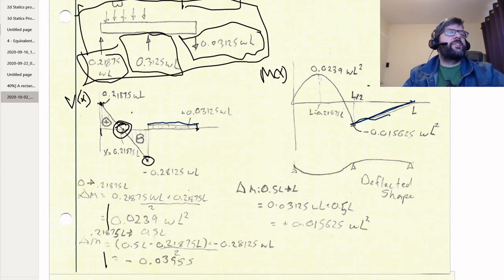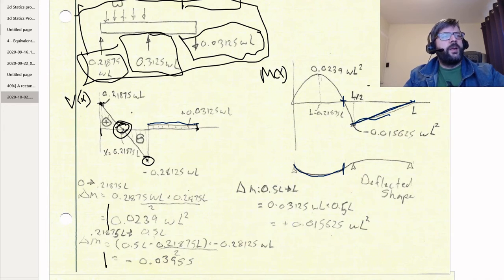So our deflected shape, we've got the moment diagram crossing the x-axis right here. So basically at that point, we're going to have an inflection point. That is the point where the curvature changes, not where the slope changes.